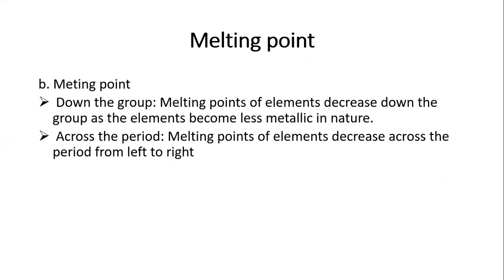When we talk about melting point, as we said, it is the amount of temperature that is required for the solid state to turn to liquid state. Now, how does the melting point work in the periodic table? Down the group, the melting points of elements decrease as the elements become less metallic in nature. While across the periods, the melting points of the elements decrease from left to right.